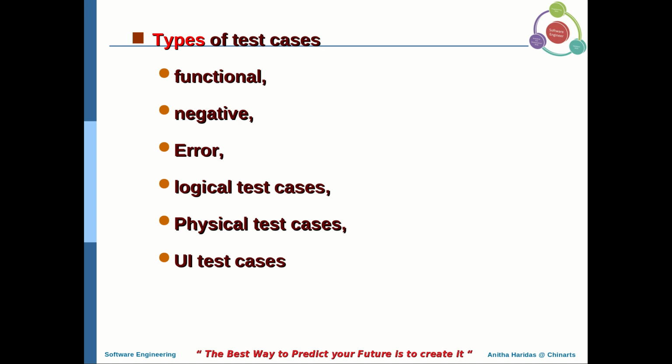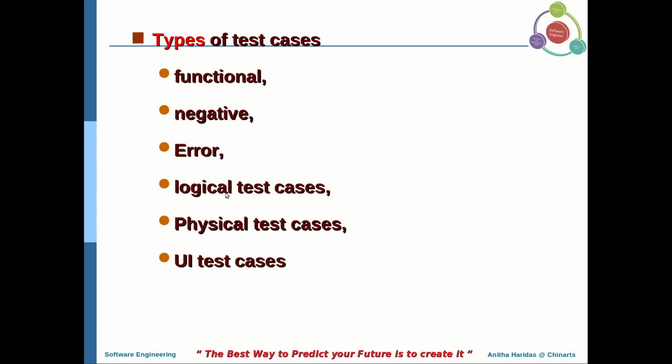When you click the text box, whether it is receiving the data. When you click the radio button, whether it is taking the options properly. So functional will specify the function. The statements inside a particular function will be tested. Negative: when you give invalid input, what happens? Error: whenever you have any exceptions in your program, you want to test that particular exception.